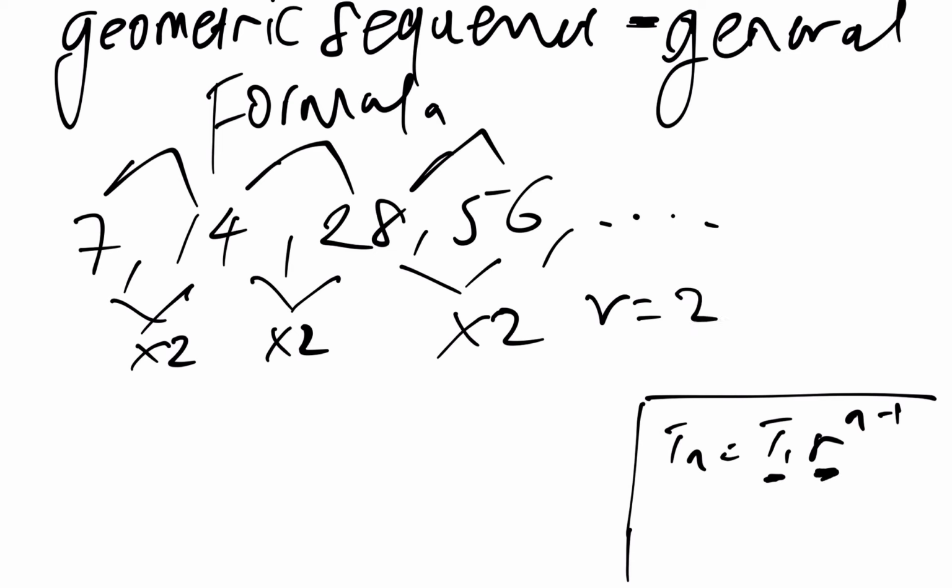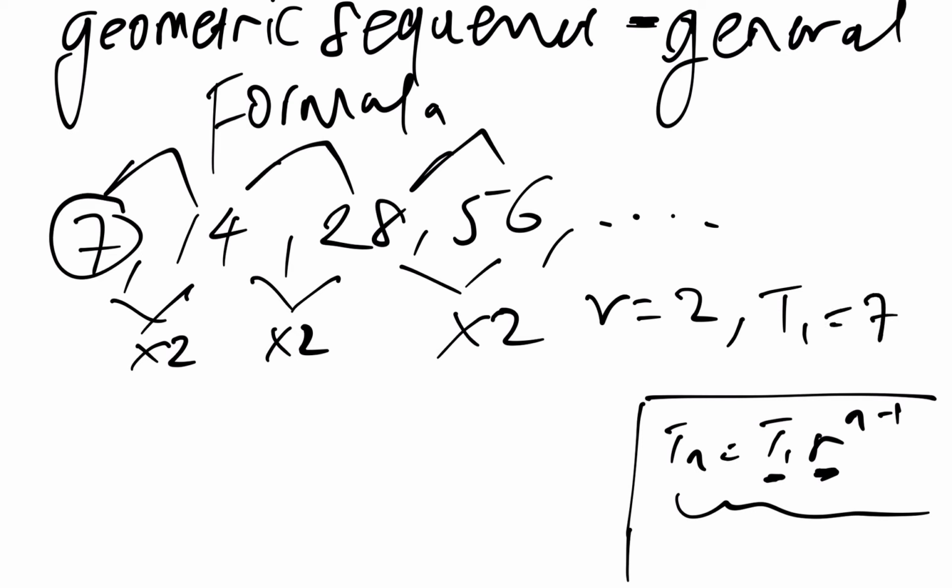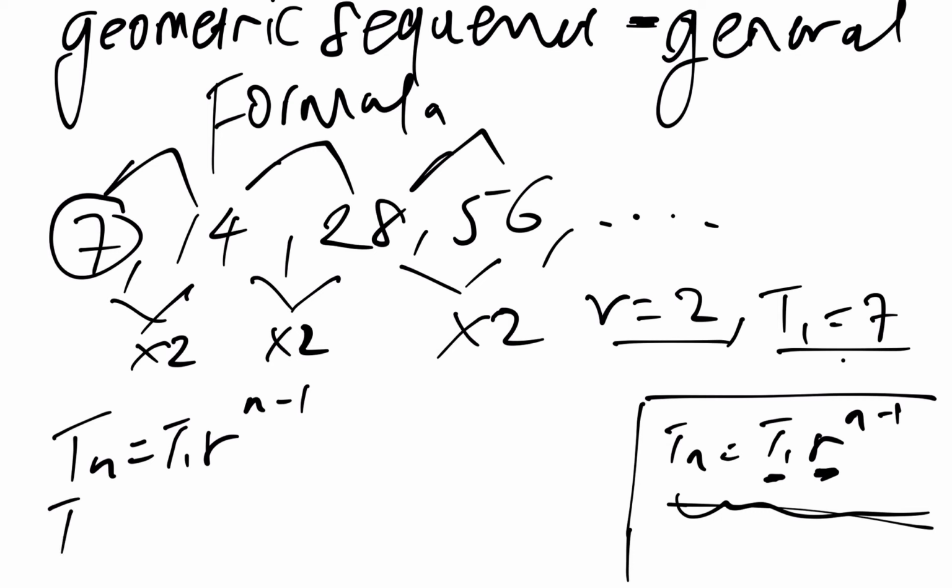So now from our formula, we only need to find T1. T1 is even easier because it just represents the first term, and the first term of the sequence is 7. So we now have T1 and we also have r. We're saying Tn is equal to T1 times r to the power n minus 1. Now we substitute.